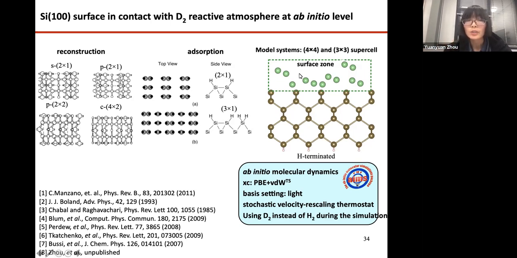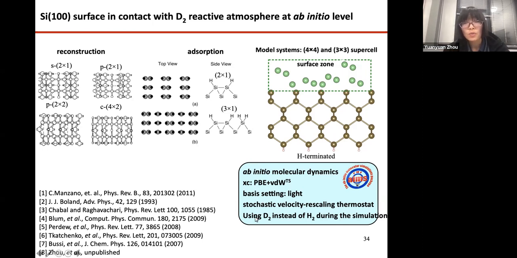In order to include different reconstructions and adsorption patterns, 4x4 and 3x3 supercells are built. And these are the settings for FHI-aims to perform the ab initio molecular dynamics. I think these settings are already familiar to you, but this may not be. If you are not familiar with molecular dynamics, this is the thermostat I used to perform a canonical ensemble. I will not introduce in detail the technical theory behind this thermostat, because our next tutorial is fully about molecular dynamics.